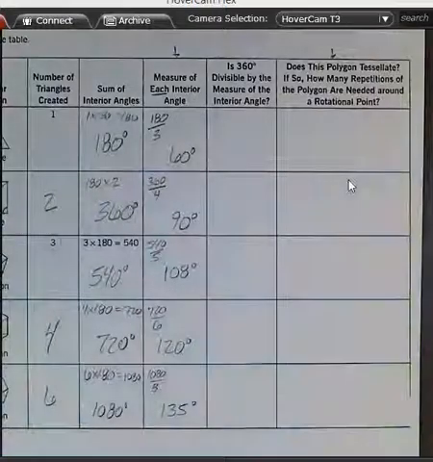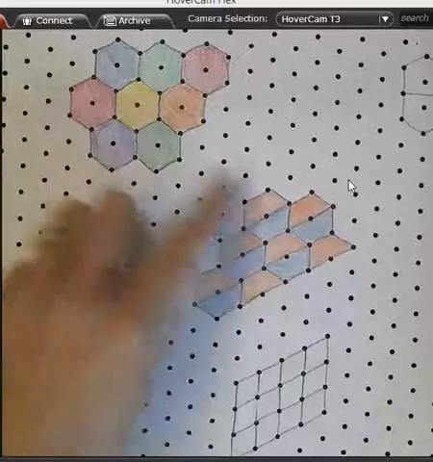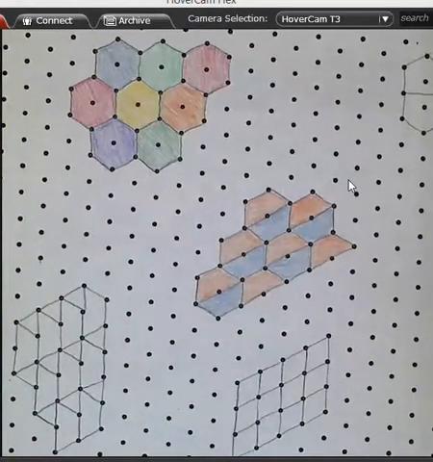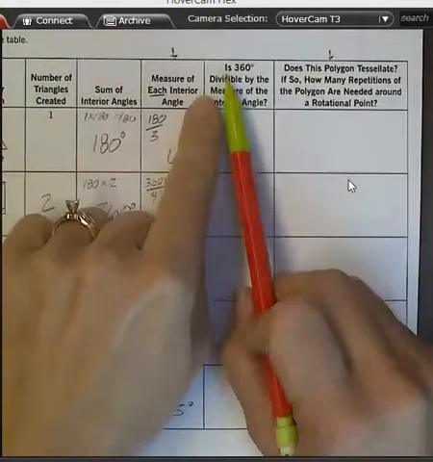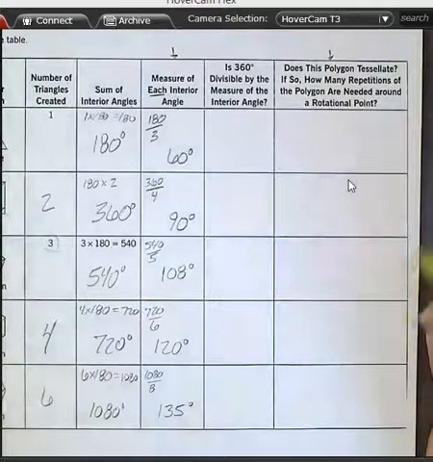Because when we're talking about tessellations, we know it goes all the way around a point with no gaps or overlaps. We know a whole circle is 360 degrees, and so I want you to notice that it says 360. Turn your papers over.